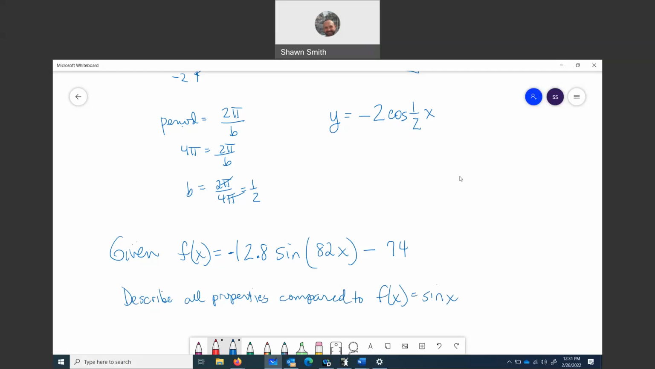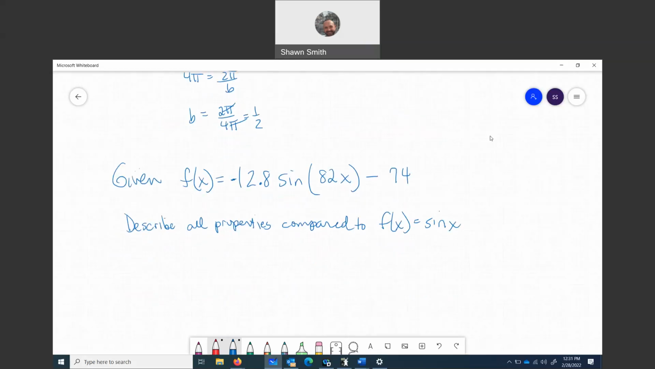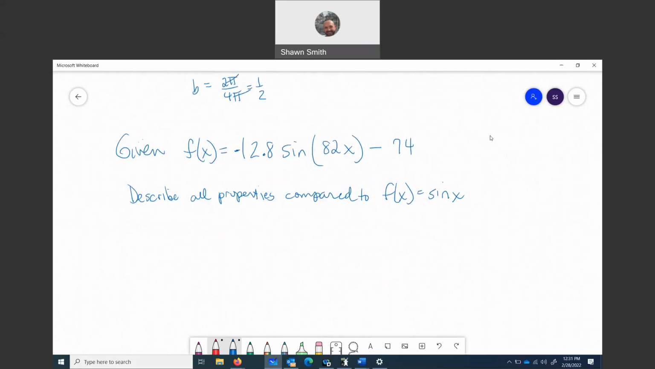So I don't want you to graph that. You can do it, right? It's just your numbers are just ugly, right? But we would have a sine graph that gets flipped with an amplitude of 12.8, a vertical shift downward 74 units, and a period of 2 pi divided by 82, right? So you didn't think you'd have an essay problem in a math class, right? This is one of the times that I do put a problem like this on the test, and I'm looking for those specific things. Usually I have it like list.